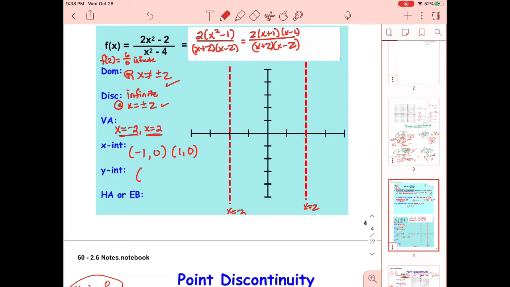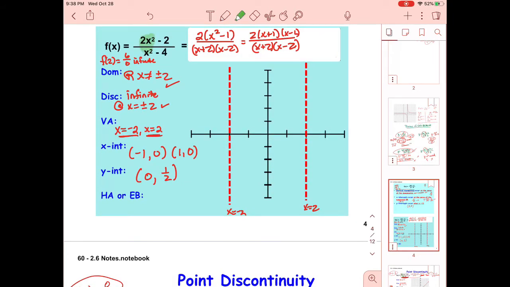All right, so this is 1, 0. All right, let's get back at it. The y-intercept occurs when x is 0. So if I put a 0 in for x, the easiest place to put that into is in your original function without factoring, because when you put a 0 here, the x's go away, and you get negative 2 over negative 4, which is 1/2. So that's my y-intercept.